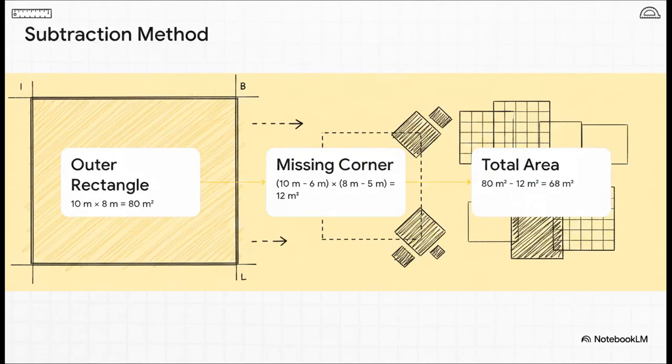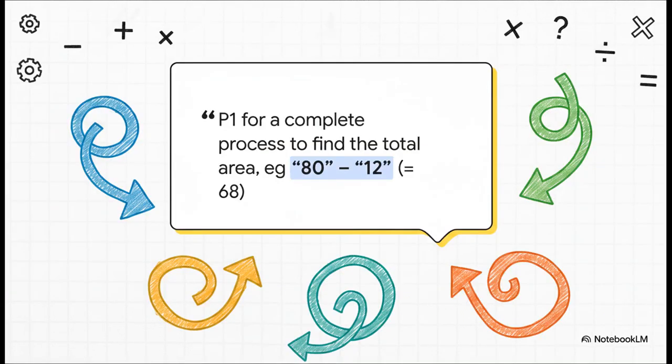The big outer rectangle is 10 by 8, giving us 80 square meters. That little missing chunk? Well, its width is 10 minus 6, so that's 4, and its height is 8 minus 5, which is 3, so its area is 12 square meters. And 80 minus 12 gives us, you guessed it, 68 square meters. And for the third time, the mark scheme confirms our process is spot on. Subtracting 12 from 80 is another clear path to that P1 mark. So there you go, 3 different, perfectly valid ways to prove the area is 68 square meters.